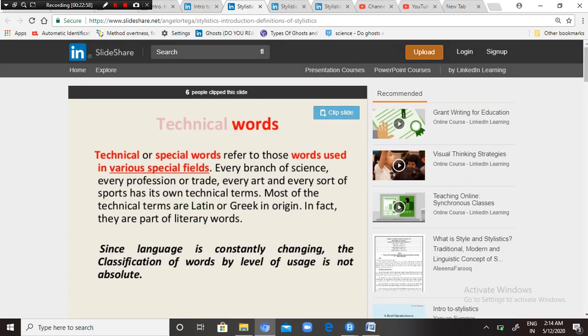Technical words refer to those words used in various special fields. Each branch of science, every profession or trade, every art and every sort of sport has its own technical terms. Most of the technical terms are Latin or Greek. In fact, they are a part of the literary world. Since language is constantly changing, the classification of words by level of use is not absolute.